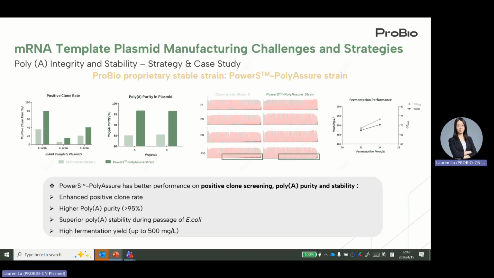In addition, the strain delivers robust fermentation performance. It can even reach a yield of up to 5,000 milligram per liter while still sustaining strong cell growth. Overall, Power S PolyAssure provides a robust and scalable platform for high quality mRNA template plasmid manufacturing.